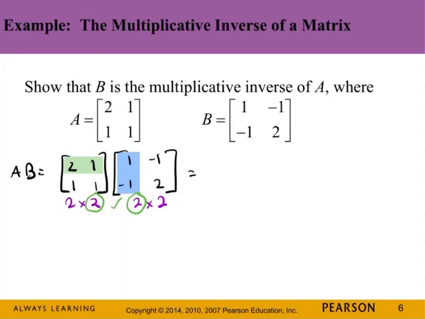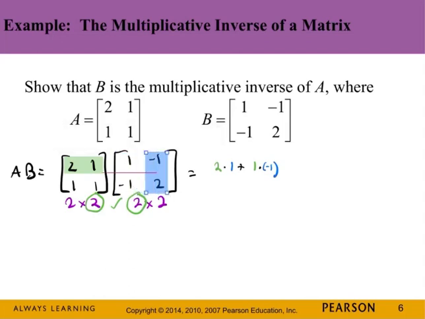So let's see. If we said the row times the column, I'll do the first one color coded, but then going forward, I'm not going to do color coded. Row times the column, so that's going to be 2 times 1 plus 1 times negative 1. That answer is going to be our first entry.